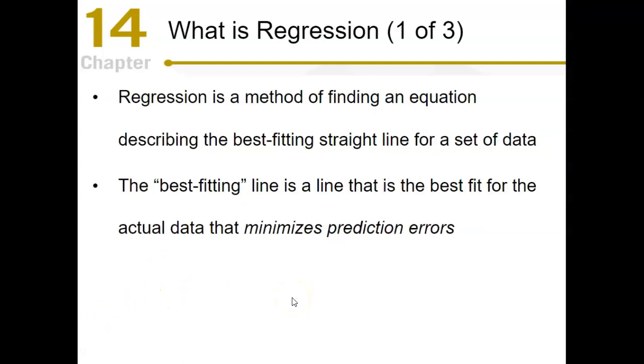So what is regression? Regression is a method of finding that line that best fits the set of data. That best fitting line, the line of best fit, is actually defined by being the line that minimizes what we call prediction errors.